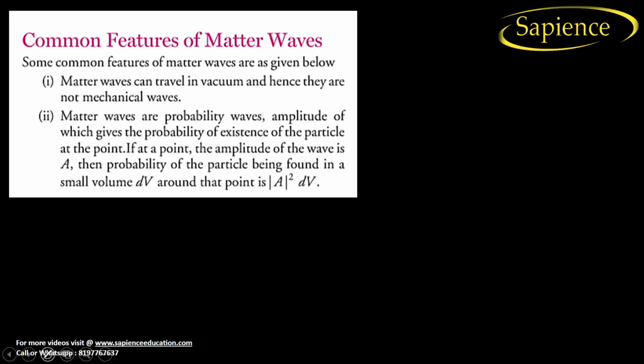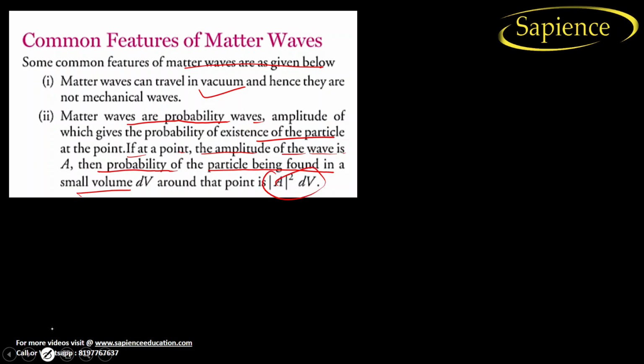Now, some of the common features of the matter waves are given below. Matter waves can travel in a vacuum, and hence they are not mechanical. Matter waves are probability waves, that is, the amplitude of the wave at a point gives the probability of existence of the particle at that point, and the probability of the particle being found in a small volume around it.